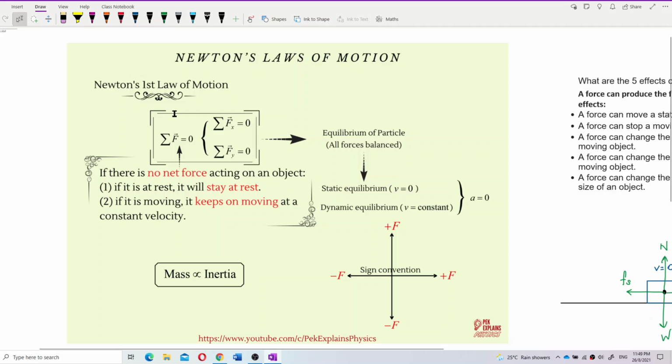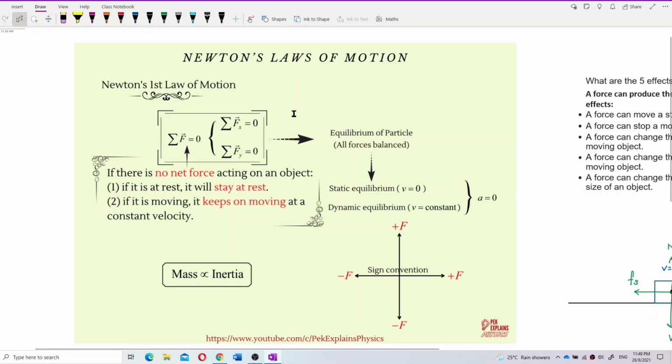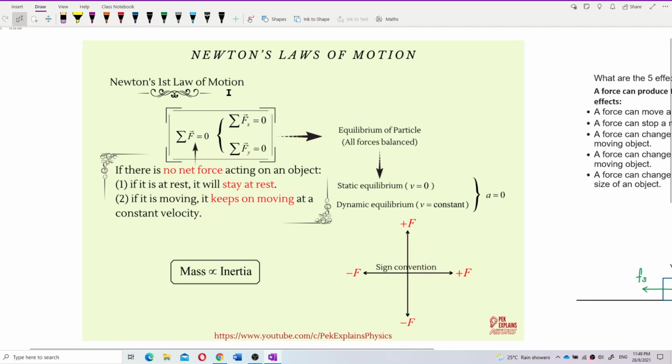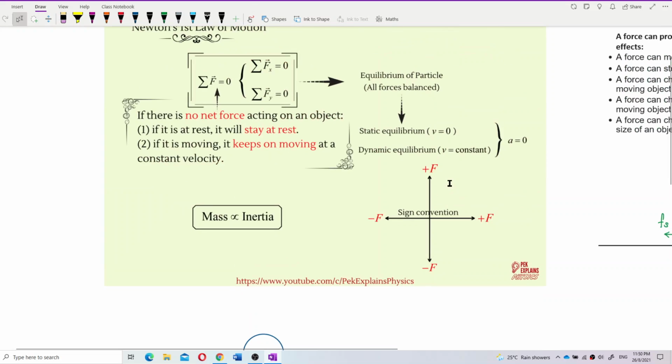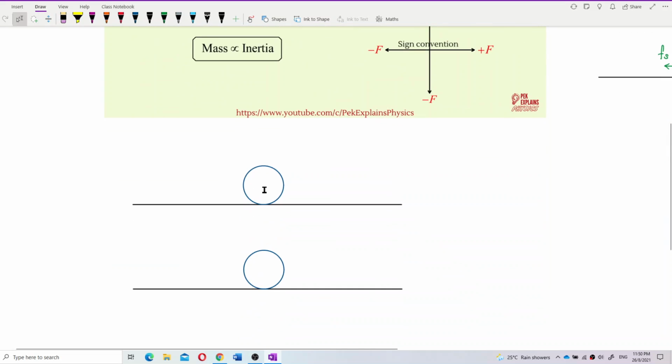Now let's go deeper into Newton's first law of motion. Newton's first law of motion states that if there is no net force acting on an object, then if the object is at rest, it will stay at rest. If it is moving, it will keep on moving at a constant speed, at a constant velocity. Like this ball: this ball is at rest, velocity 0.